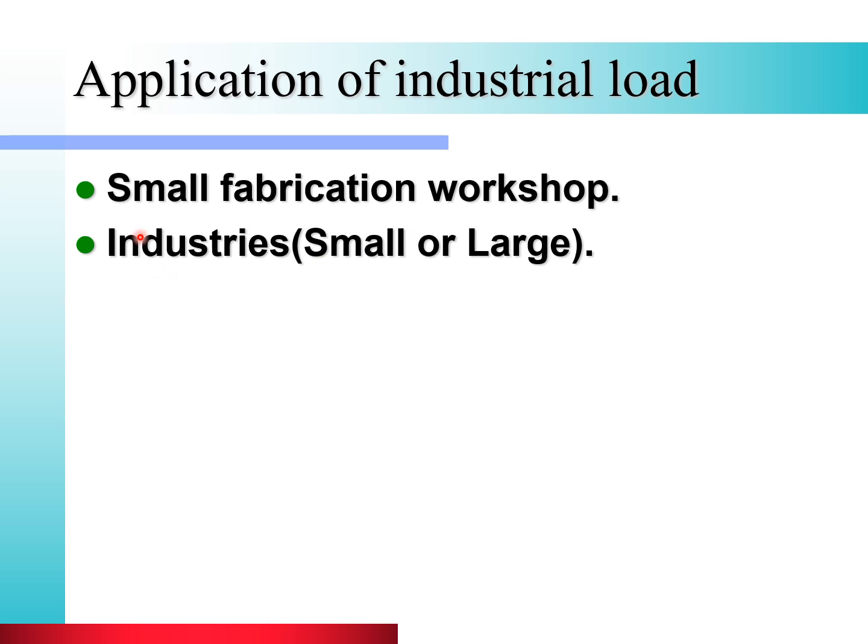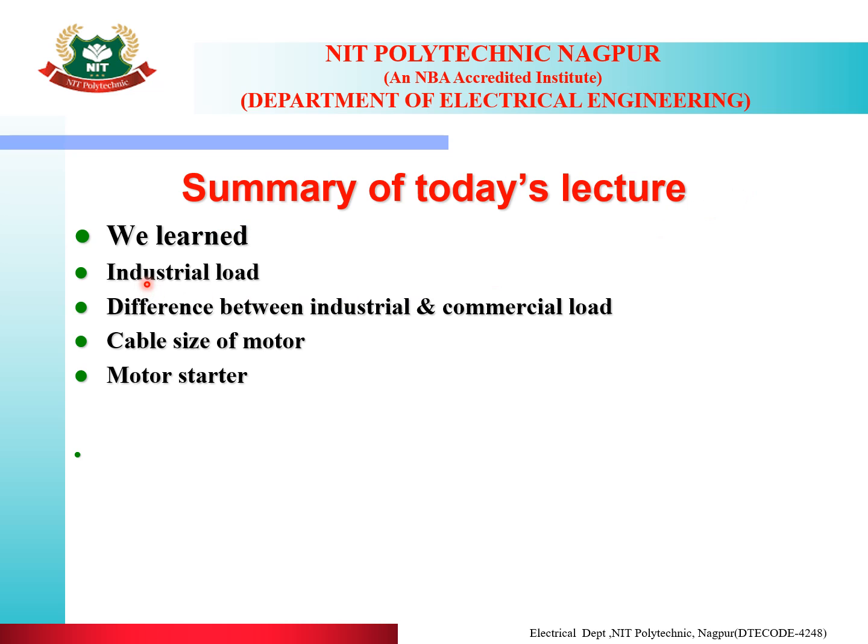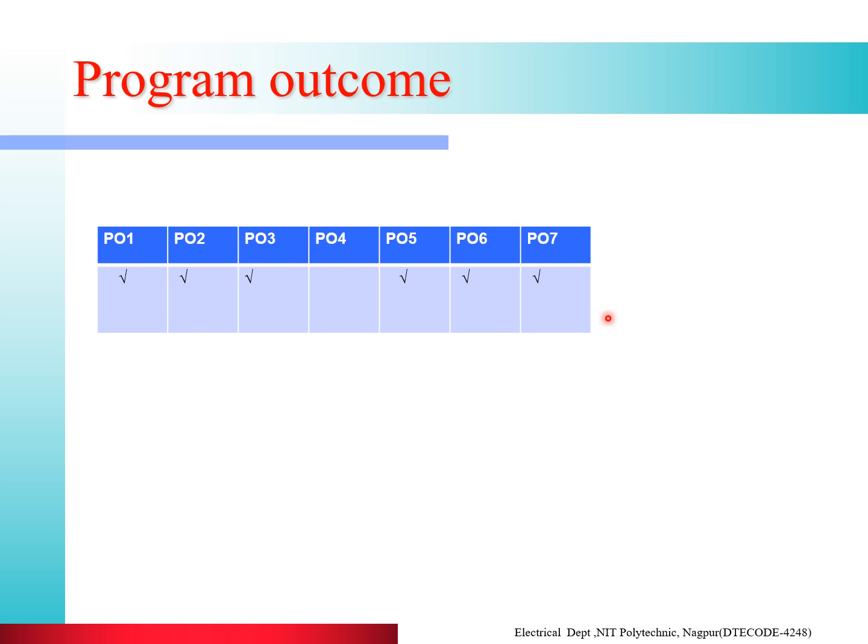Application of industrial load: small fabrication workshops, industries of small size or large size. So, the summary of today's lecture: we have learned what is industrial load, what is the difference between industrial and commercial load, the cable size of the motor, and the motor starter which is used for the motors. This is the PO mapping of 7 POs.